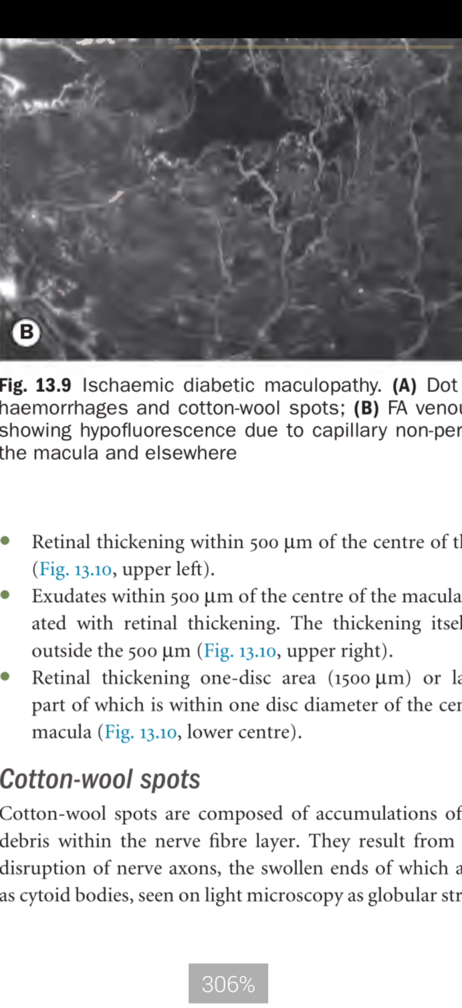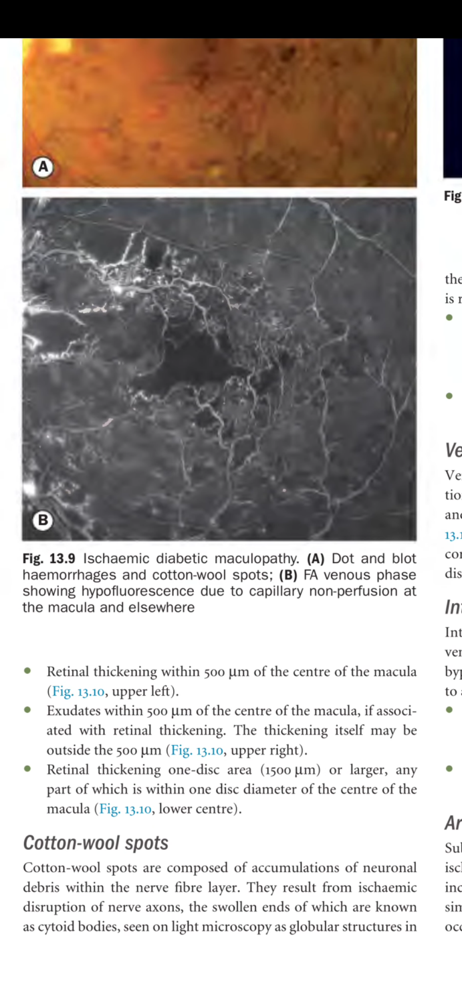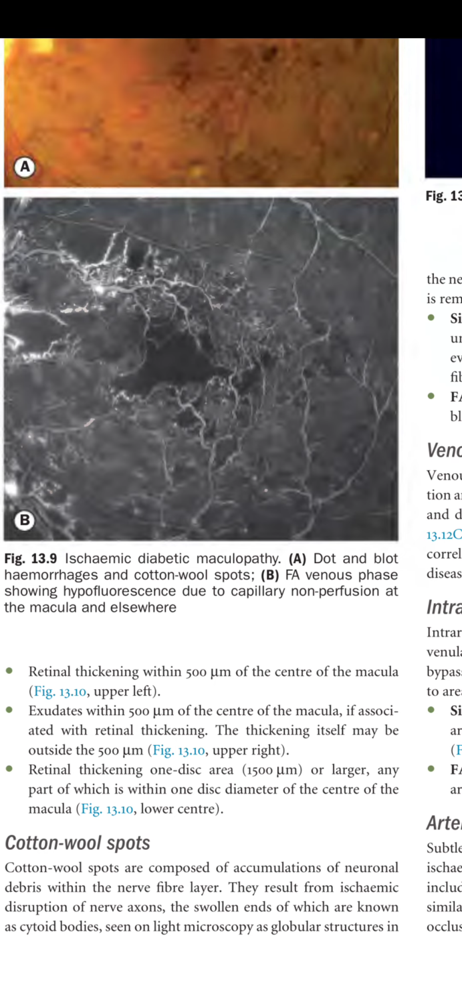So let's see, there are 3 criteria. There is retinal thickening within a 500 micrometer of the center of the macula. Exudates within a 500 micrometer of the center of the macula, if associated with retinal thickening, the thickening itself may be outside the 500 micrometer. Retinal thickening 1 disc diameter or larger, any part of which is within the 1 disc diameter of the center of the macula. Next is a cotton wool spot.